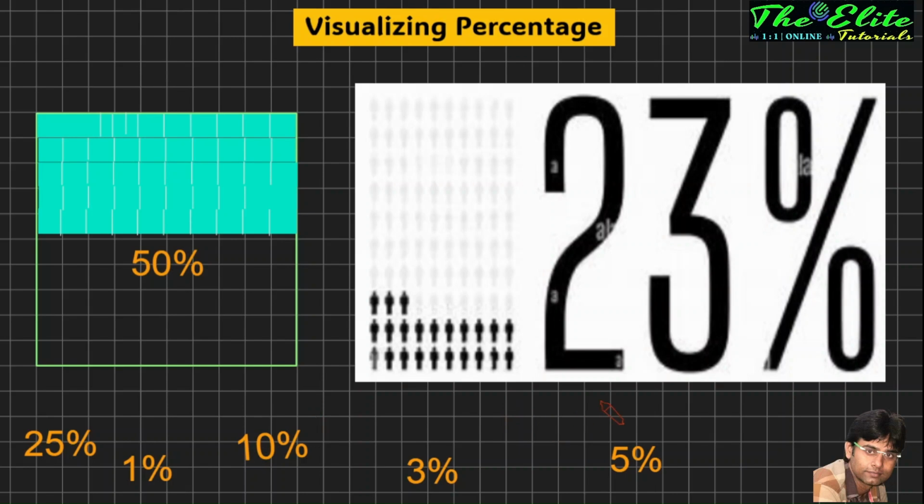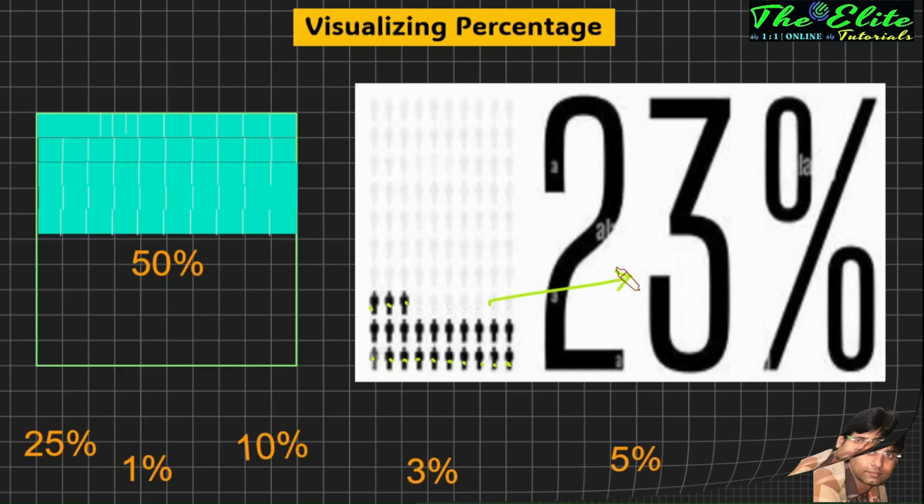If you can recall, on the very first page, there was a picture showing 23%. You can see here that out of a total of 100 men in the picture, how many men are shaded? 1, 2, 3, 4, 5, 6, 7, 8, 9, 10. 10 times 2 is 20, and then 21, 22, 23. That is why it is written as 23%. I hope you understood how to visualize percentage.